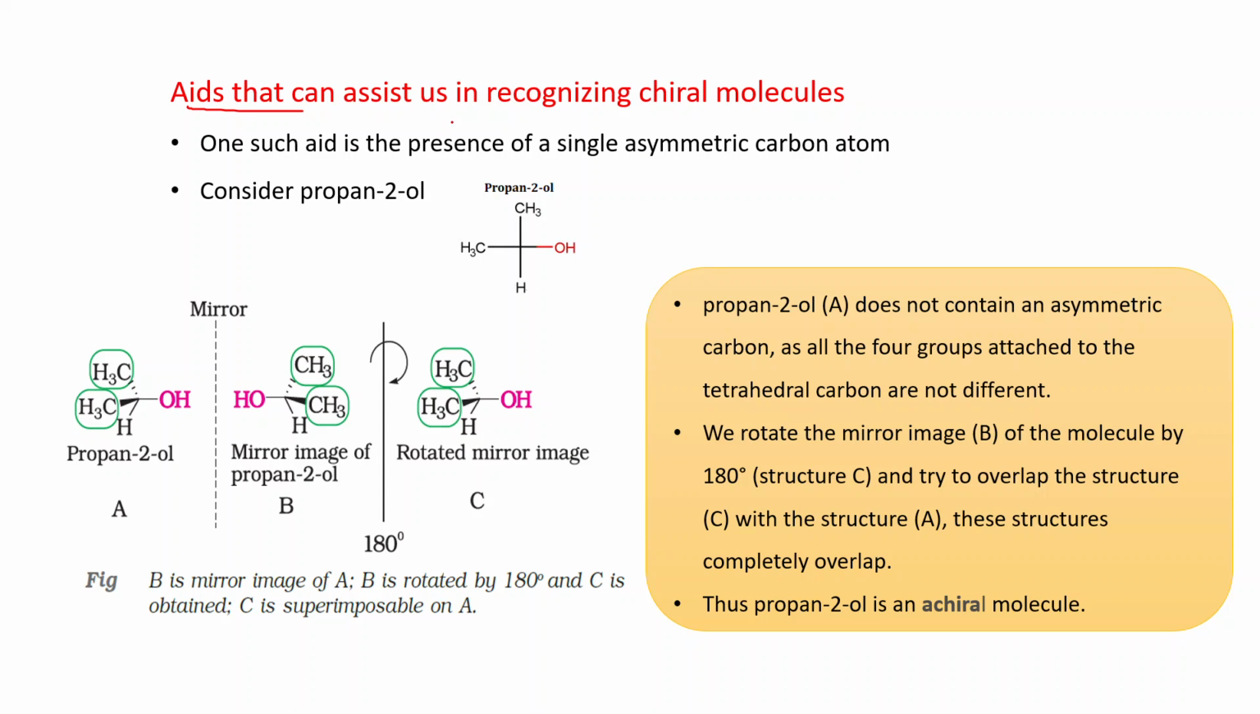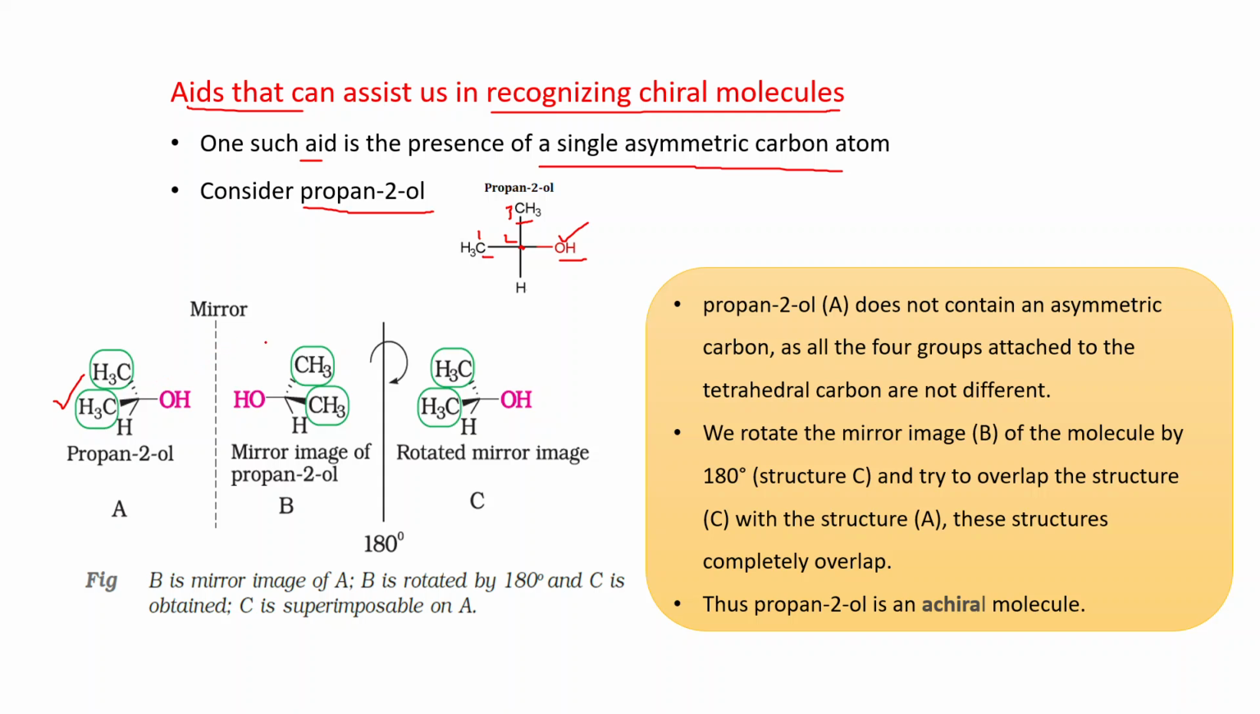Aids that can assist us in recognizing a chiral molecule. How can we find out whether a given molecule is chiral or achiral? One such aid is the presence of a single asymmetric carbon atom. Now consider propan-2-ol. This is the structure of propan-2-ol. This is carbon, this is CH3, and this is CH, and on this carbon atom an OH group is attached. If you number, this is 1, 2, 3. OH is attached on the second carbon atom. That's why this is propan-2-ol. And you can also represent this.